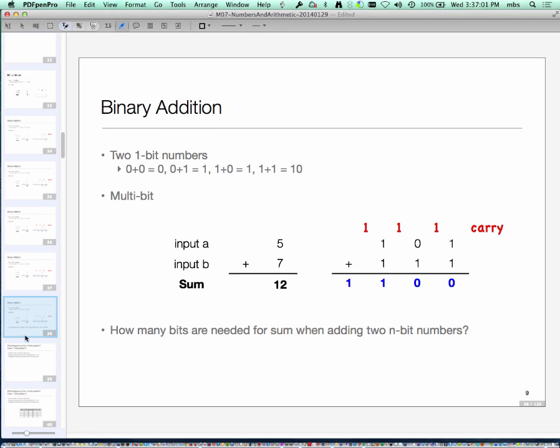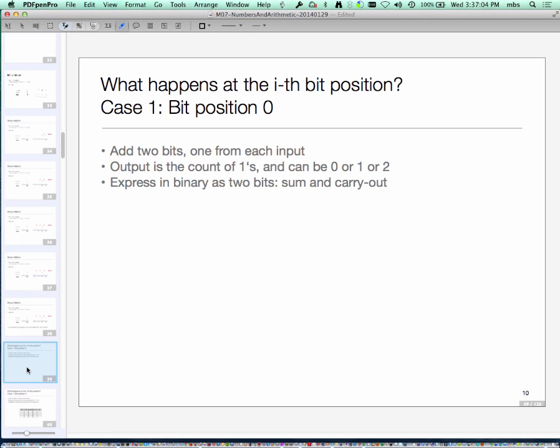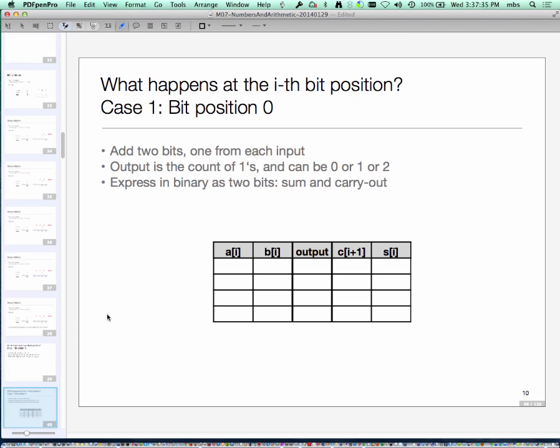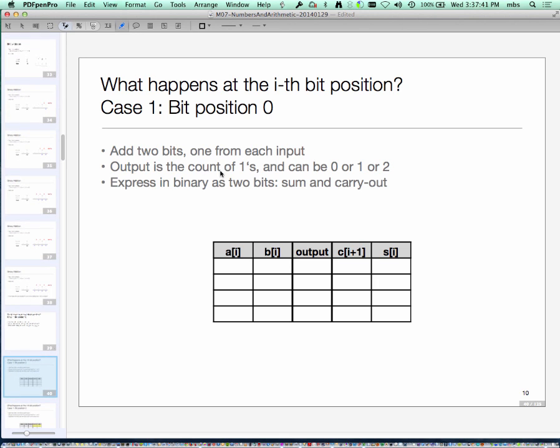Okay, so let's see. What is happening at the ith bit position? At the least significant bit, all we are doing is adding 2 bits, one from each input, and I have the output which could be either 0 or 1 or 2. So I need 2 bits, one of them is a carry bit and the other is the output in that bit position. So we call them sum and carry. In other bit positions, I am going to see something different. So let's first see what is the logic for bit position 0.